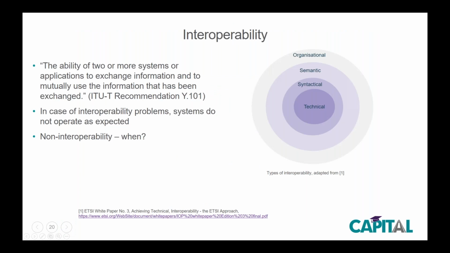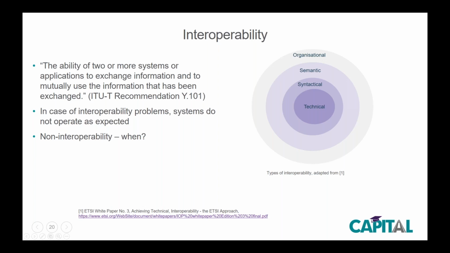Then to interoperability. Conformance is relevant because having conformant implementations increases the likelihood that systems or implementations will be interoperable. A definition for interoperability has been provided by the International Telecommunication Union in one of the ITU-T recommendations, and the definition includes both the ability to exchange information and the ability to use it.